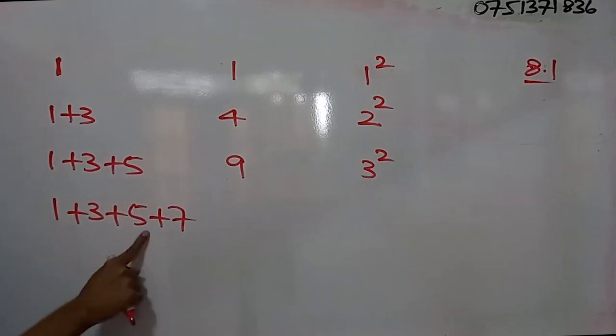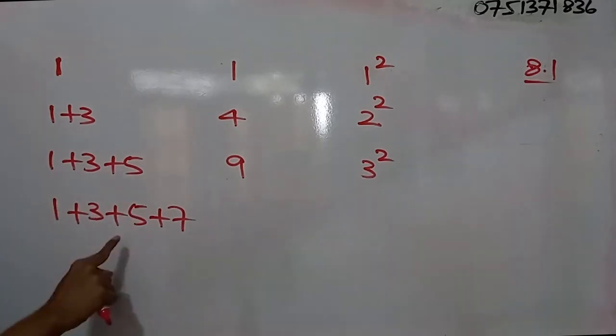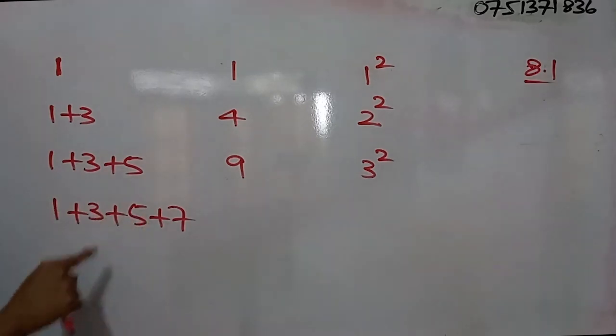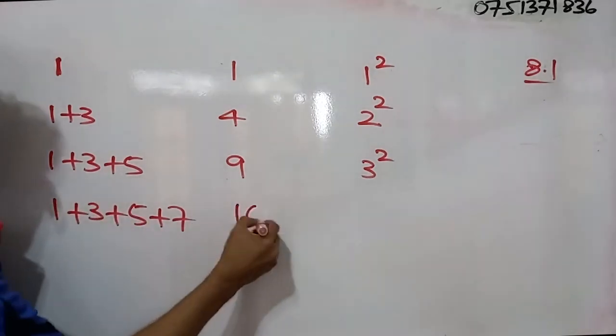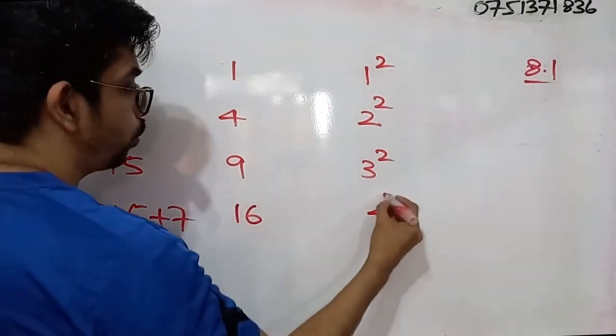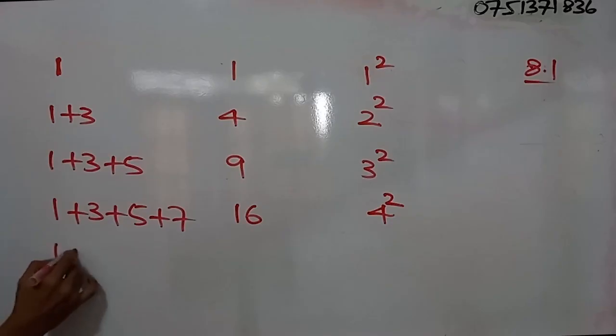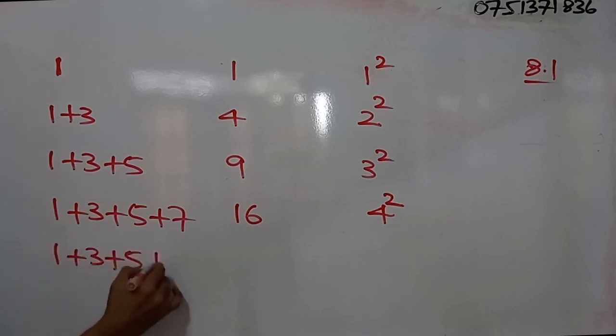Right? So from here to here we know that total is what? The sum is 9. To that we have to add a 7. This becomes what? 16. That means 4 to the power 2. Right? Then we have 1 plus 3 plus 5 plus 7 plus 9.